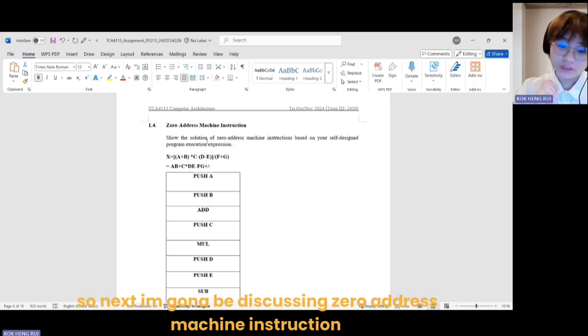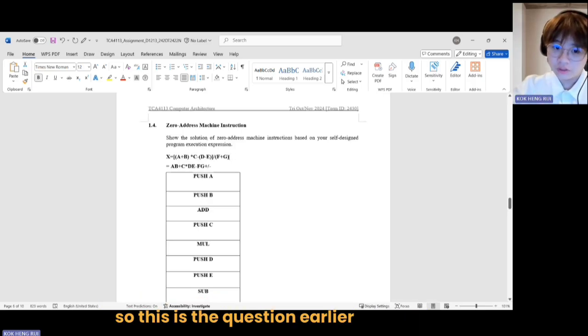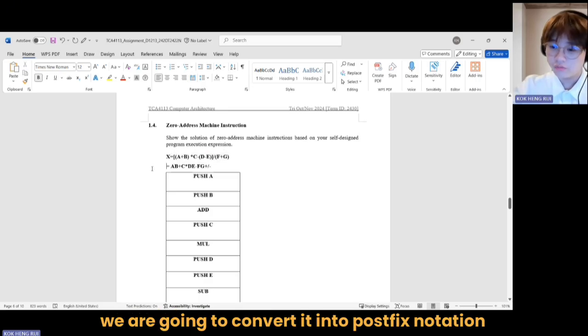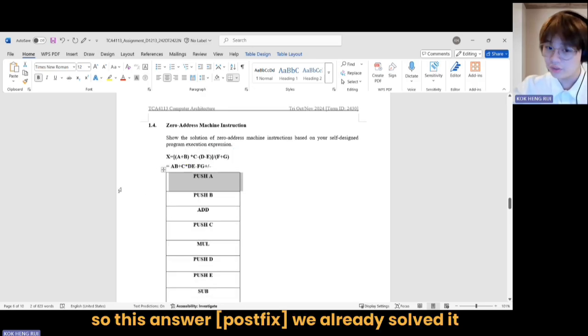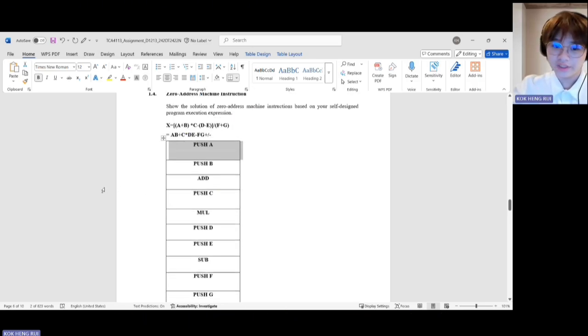So next, I'm going to be discussing zero address machine instruction. So this is the question from earlier. We are going to convert it into postfix notation. This postfix notation is that we already solved it already, so we don't need to discuss it.